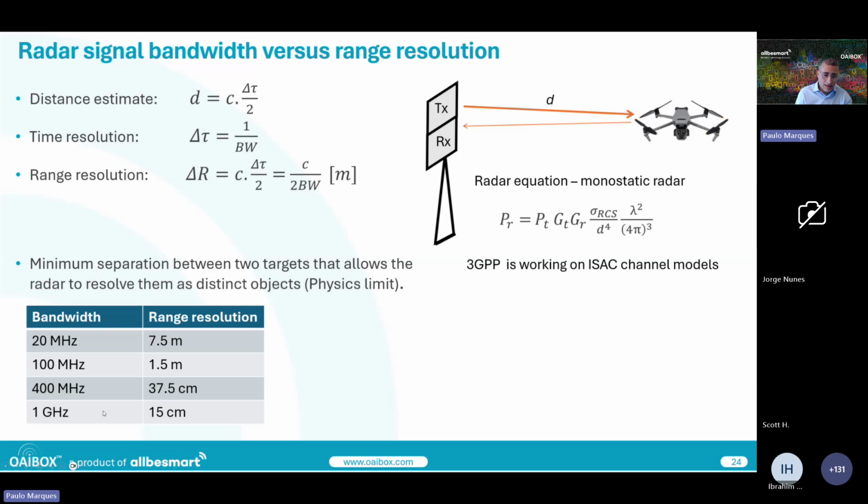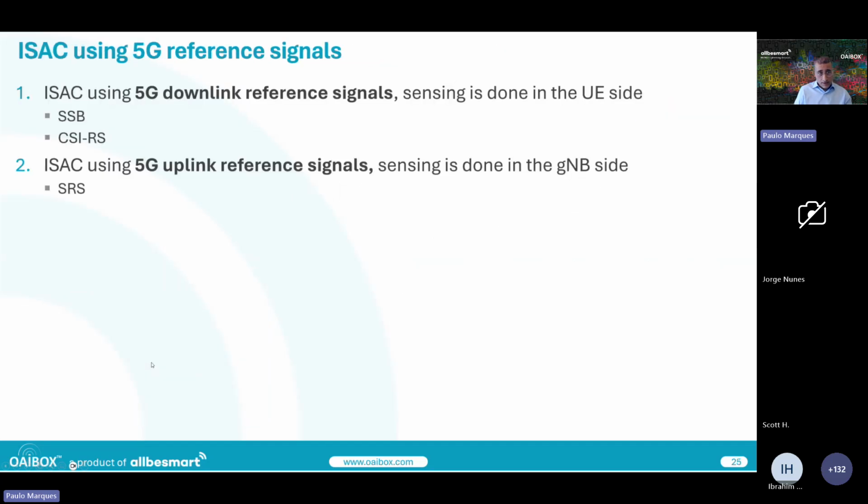Actually, FR3 is a quite interesting band for ISAC because today a lot of radar systems already operate in FR3. So it will be important later for us to compute the range resolution.